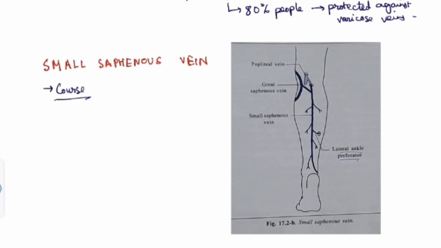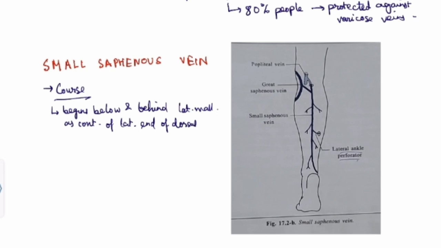It begins below and behind the lateral malleolus as a continuation of the lateral end of the dorsal venous arch. Yes, and it's also supplemented by the lateral marginal vein of the foot. So it's an important tributary, it seems.